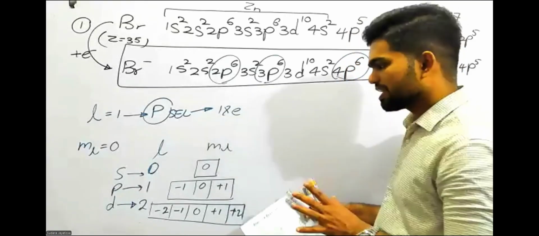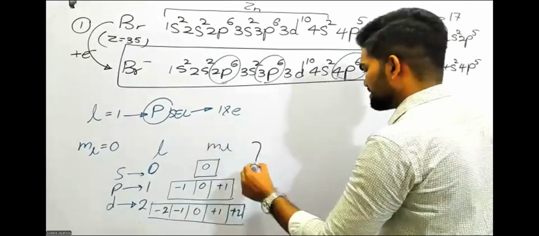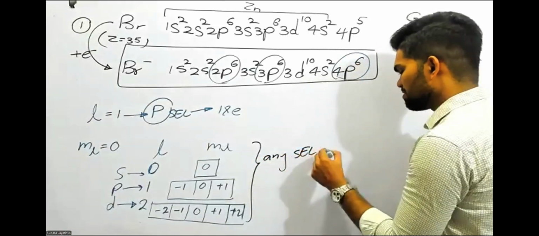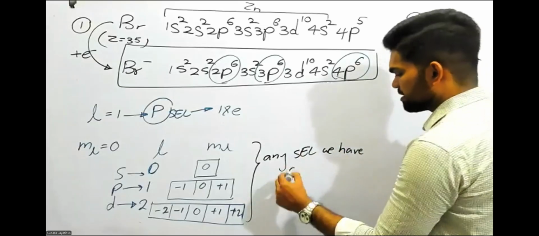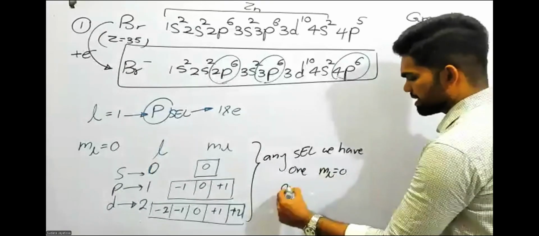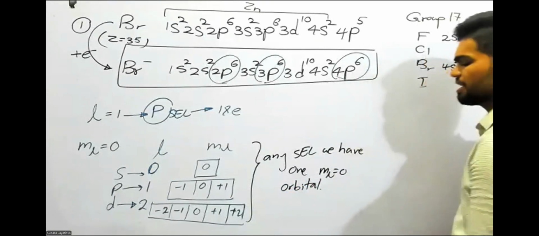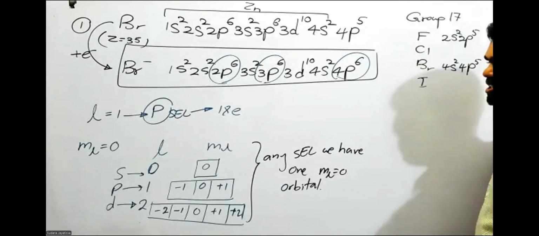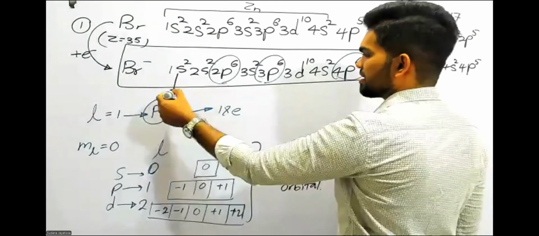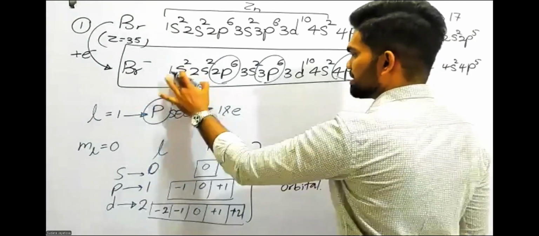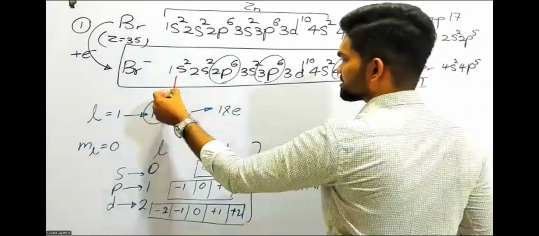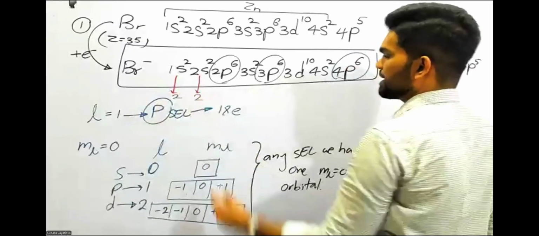Understand? So think about that now. What did I say now? Any sub-energy level, we have 1 ML 0 orbital. So that means in this S orbital, both electrons are in the ML 0 value because they are S. So you can count these 2 electrons. And here also you can count 2 electrons.